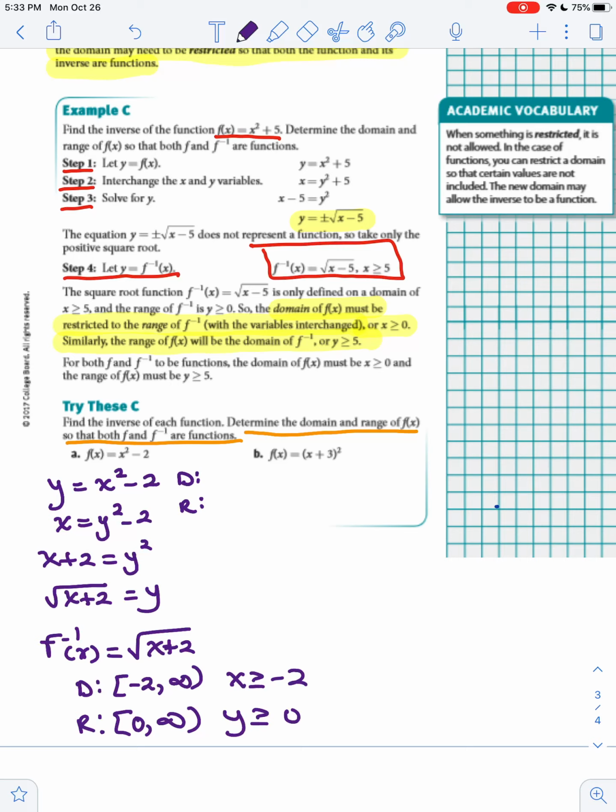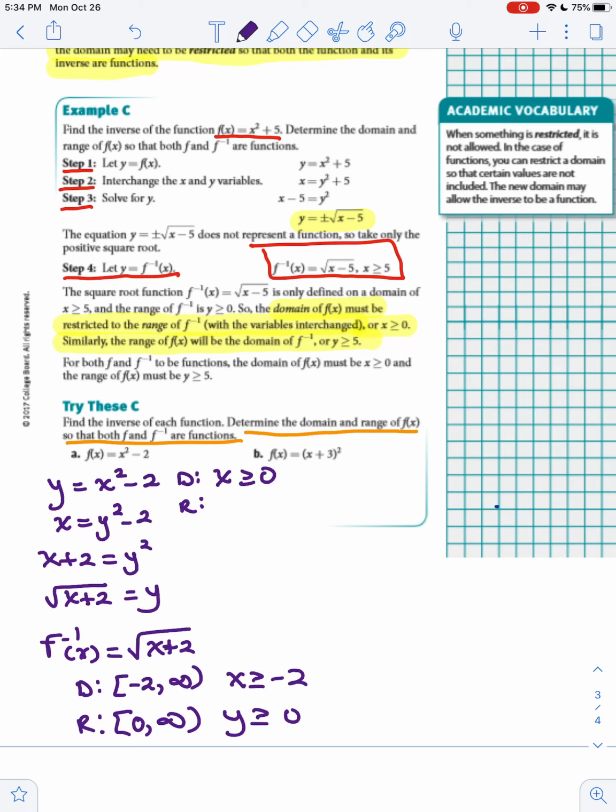So for the domain of the original problem, we will need to restrict our domain to x, since the range for the inverse is y is greater than or equal to 0, our domain we're going to restrict to x is greater than or equal to 0. On the original function, there's technically no domain restrictions because you can plug anything in for x. However, to ensure that we have a function here, we are going to be restricted to choosing values that are greater than or equal to 0 here.